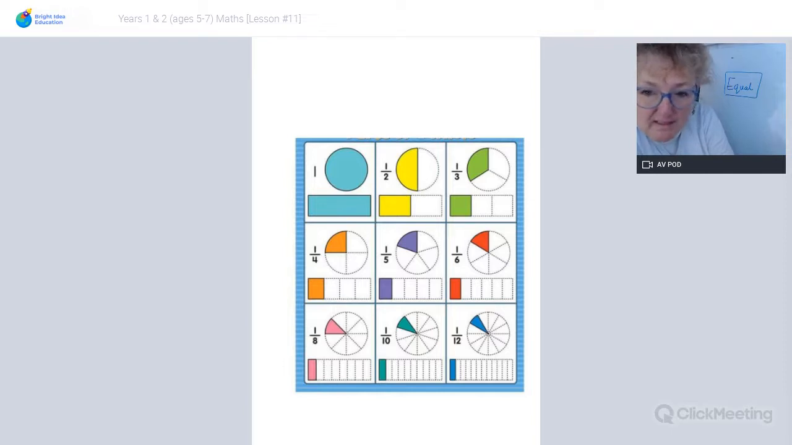2 equal pieces. That's so, so important. Sometimes people will see something divided into chunks, shared, but it's not equal. So it's not fractions. To be really clear.